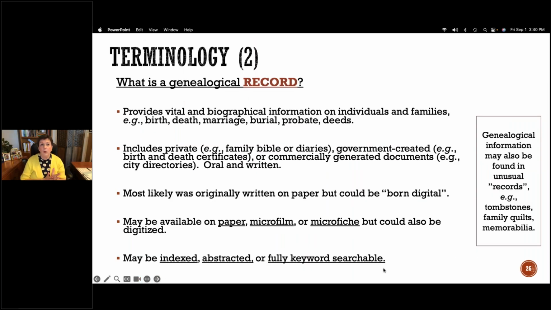Okay, now let's talk about something fairly obvious. What is a genealogical record? Well, as laid out here, it provides vital and biographical information on individuals and families. That could be birth, death, marriage, burial, probate. It includes private records, like a family Bible, government-created records like a birth or death certificate, or commercially created documents like city directories, oral and written. Most likely it was originally written on paper, but could be born digital, may be available on paper, microfilm, or microfiche, but also could be digitized, and may be indexed, abstracted, or fully keyword searchable. And as I mentioned earlier, there are other types of objects, like a tombstone, that would qualify as a record, or family quilts or memorabilia.